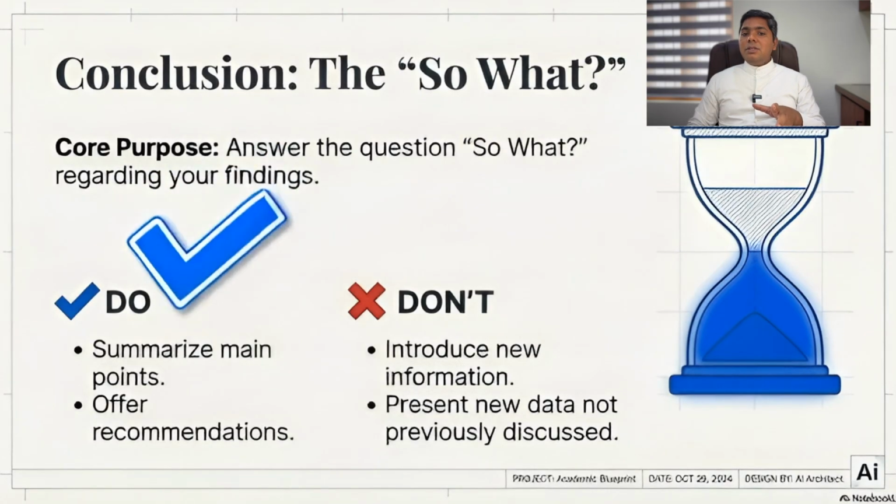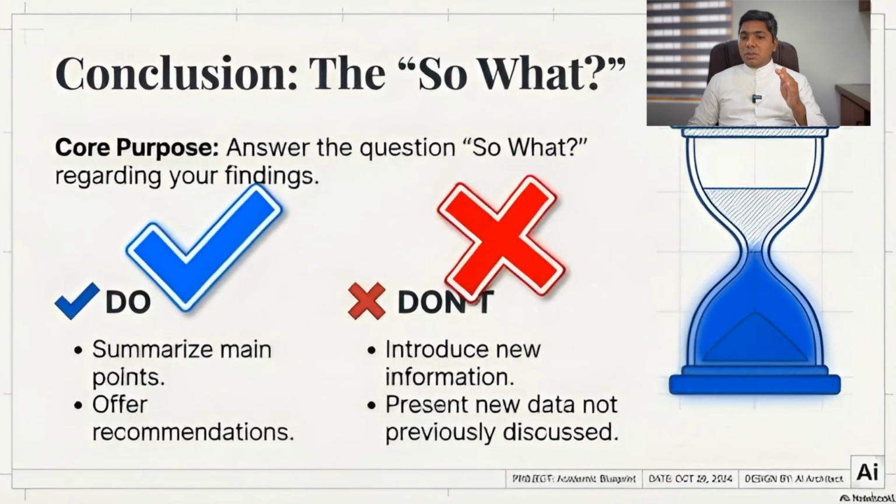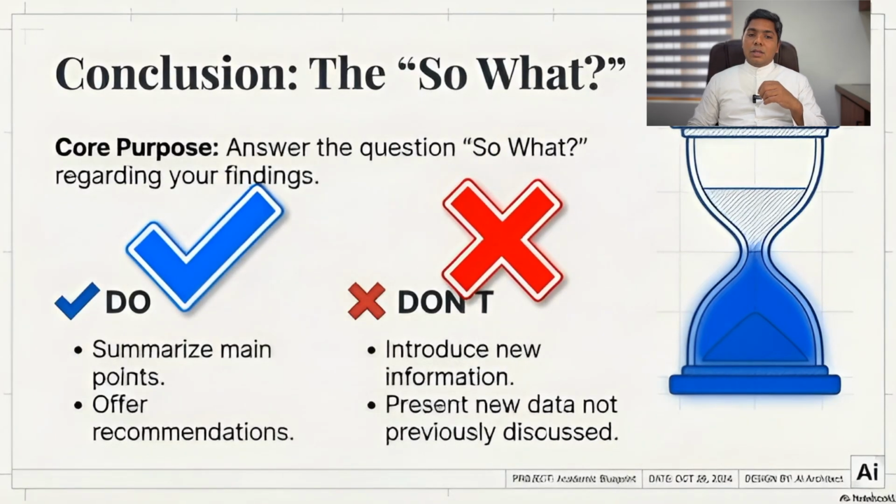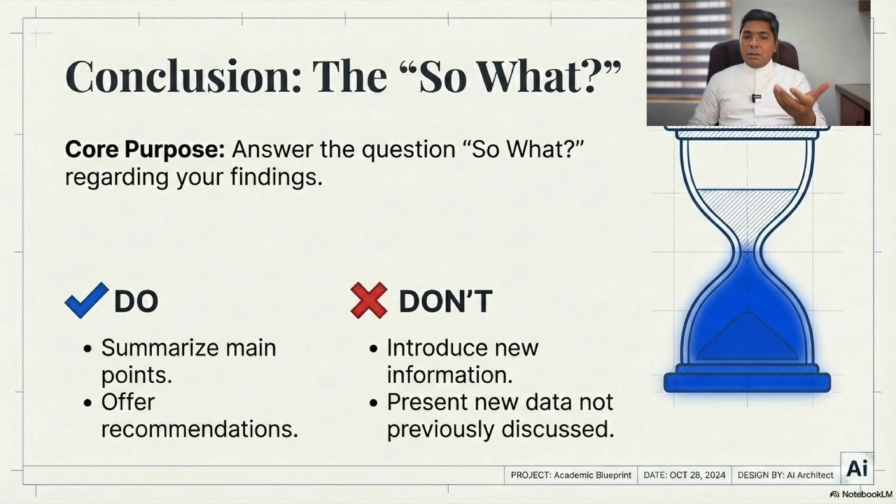The conclusion chapter answers what we call the "so what" question. You should summarize your main points, drawing together the threads of your argument. You might offer recommendations for practice or policy based on your findings. You can suggest directions for future research.